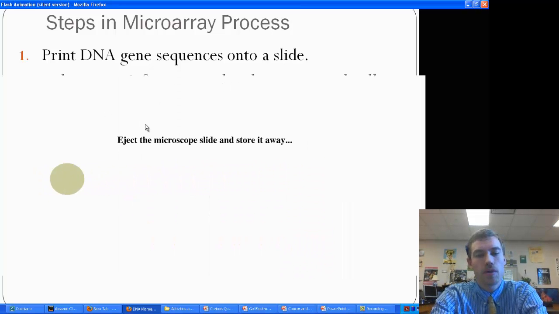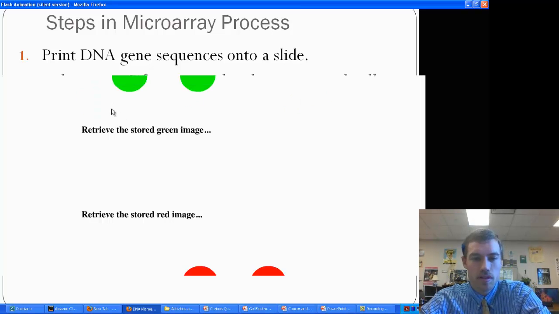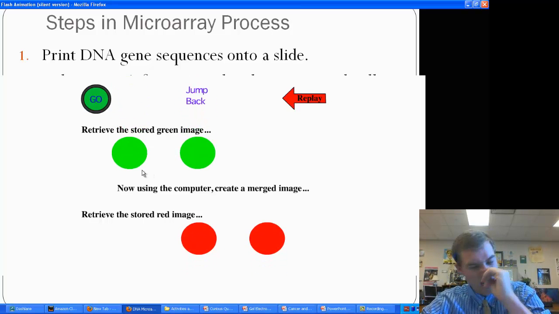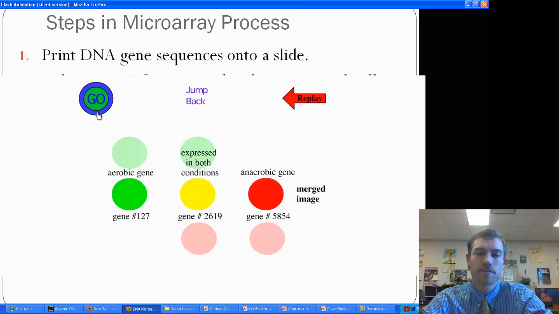And now we're going to basically just look at our computer results. So it knows exactly where it had the green ones and where it had the red ones, and it's going to merge the two together. So what this means is that the green ones are, in this case, this particular experiment was looking at whether or not it was an aerobic or anaerobic gene.